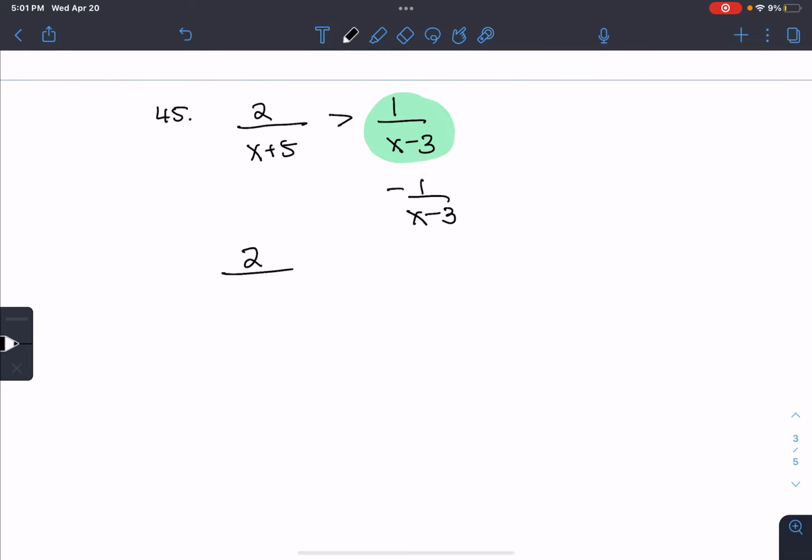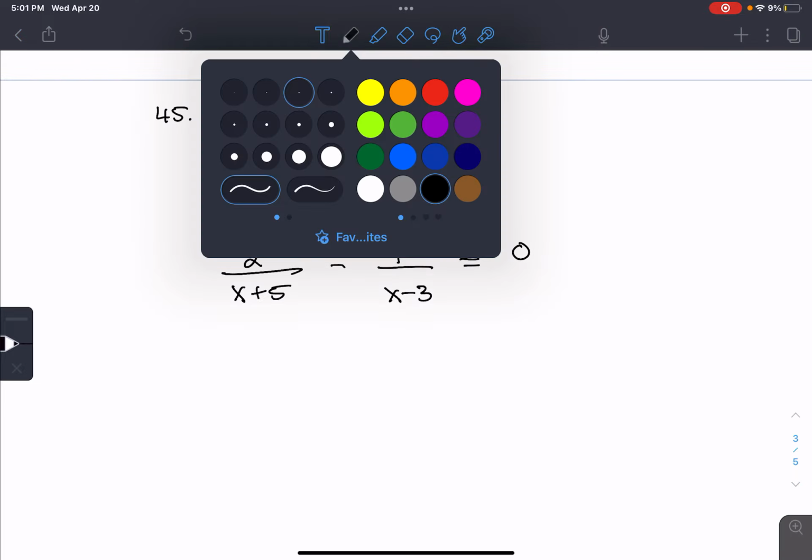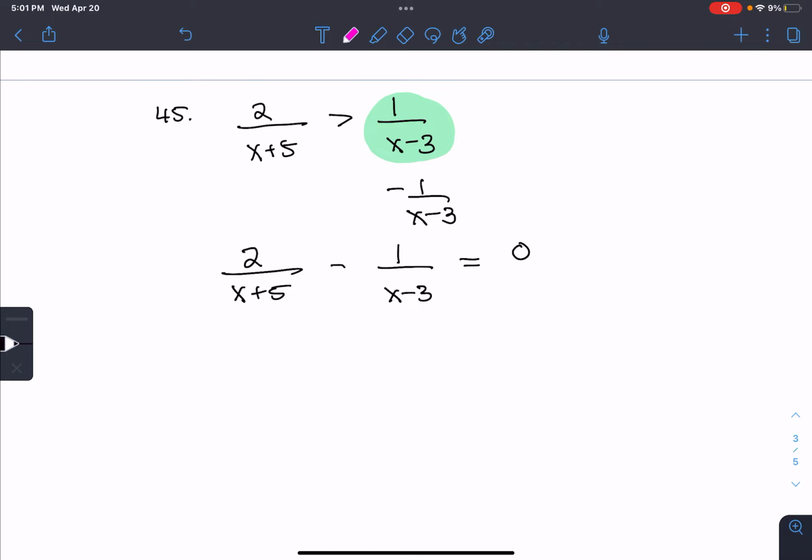So we're going to have 2 over x plus 5 minus 1 over x minus 3. And we're going to ignore the inequality sign and just set it equal to 0. Your goal here is to make both of these have the same denominator. This one is different because, once again, we're dealing with a different type of function. So if you remember this from the past, I always tell people x plus 5 and x minus 3, those are package deals. So if we want to make the denominators the same here, you have to multiply them by each other. So I'm going to multiply this by x minus 3. And I'm going to multiply this by x plus 5.